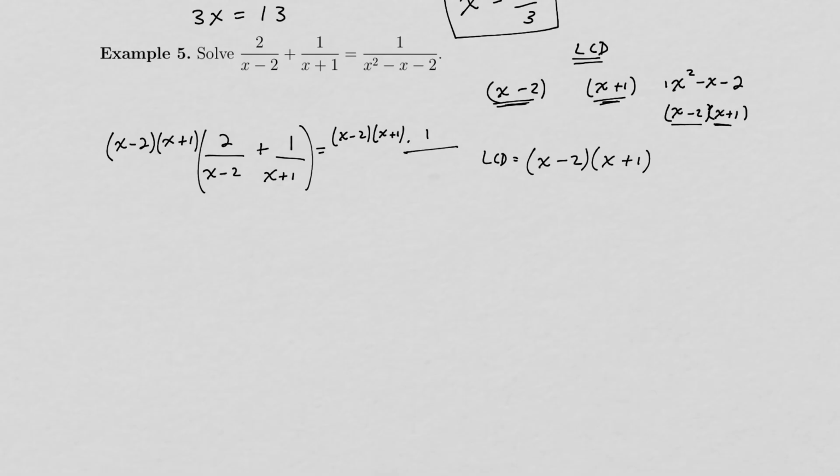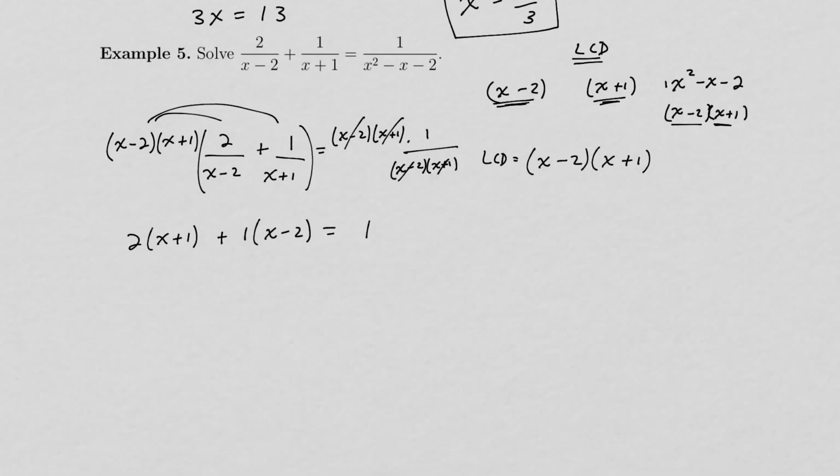And notice that when I divide by x squared minus x minus 2, I'm going to write it in factored form, so it's easy to cancel things. So this is really just 1 over x minus 2 times x plus 1. Okay, so if I distribute this in, the x minus 2's cancel, but I still have 2 times x plus 1. If I multiply by the second term, the x plus 1's cancel, but I still have 1 times x minus 2. And then on the right-hand side, the x minus 2's and the x plus 1's cancel, and I just have 1 times 1, which is 1.